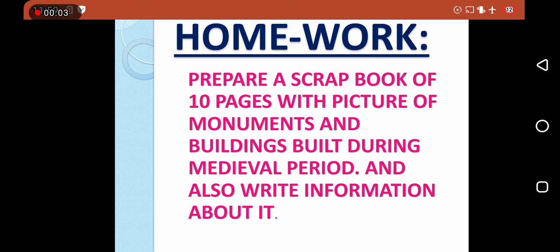So students, today's homework is, you all have to prepare a scrapbook of 10 pages with pictures of monuments and buildings built during the medieval period. And you also have to write information about it. You can take help of your parents.